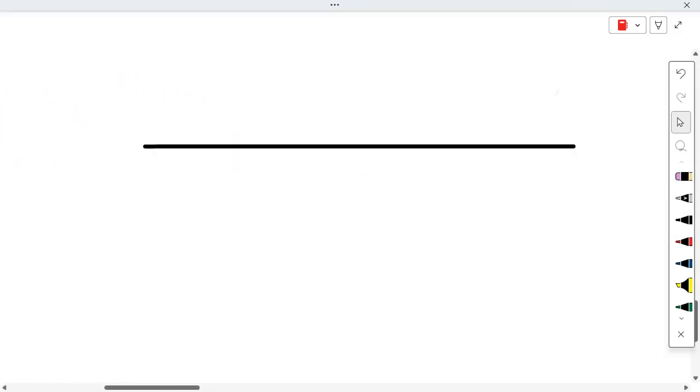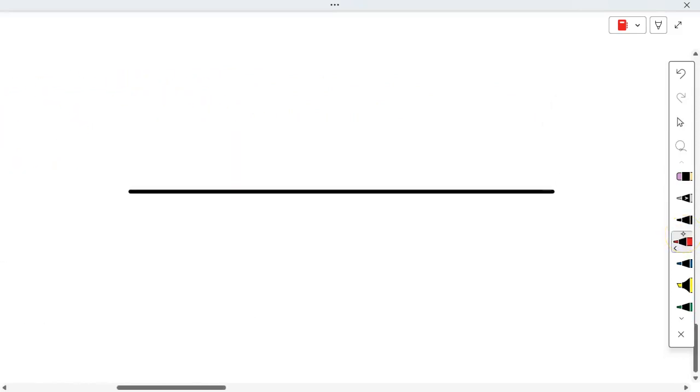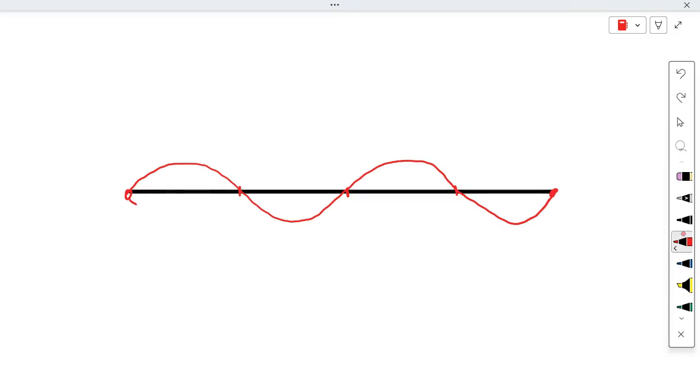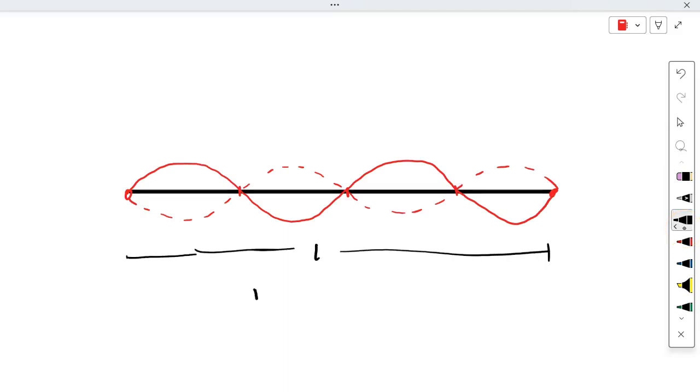And imagine we could keep going and create a situation where, again, our criteria for a standing wave in a string is that we need nodes on each end. What we could do is something like this, where we get a wave that oscillates between looking like this and looking like this. Can you recognize that this length L from here to here now captures 4 half wavelengths?